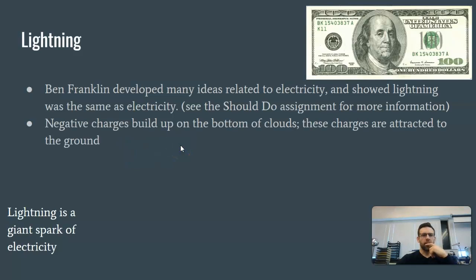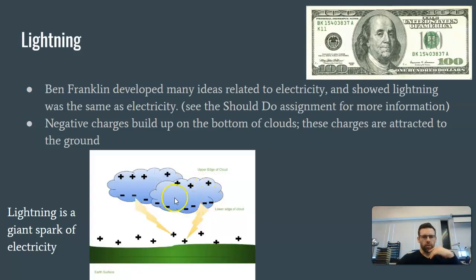The basic idea is that negative charges build up on the bottom of clouds, and these charges are attracted to the ground. This is a good picture of that. We have negatively charged molecules on the bottom of the cloud, and that means a positive charge develops on the ground. Eventually, as the charge builds up, there'll be a spark across the air all the way down to the ground. So it's really just a giant spark of electricity.